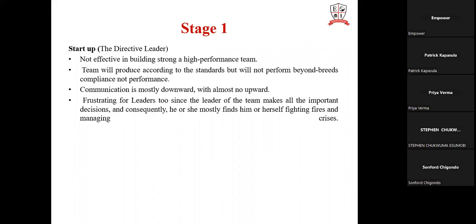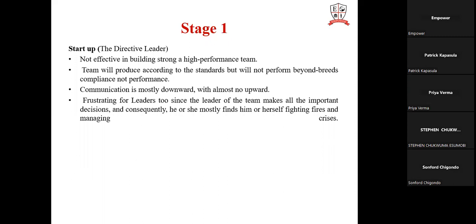It will not perform beyond. It breeds compliance, not performance. As seen in the previous slide, they're just doing as told. So normally it's just complying with what they've been told. The team members are just complying with what they've been told by their leader, and communication is mostly downward with almost no upward communication.